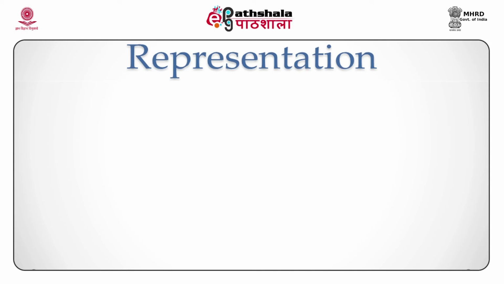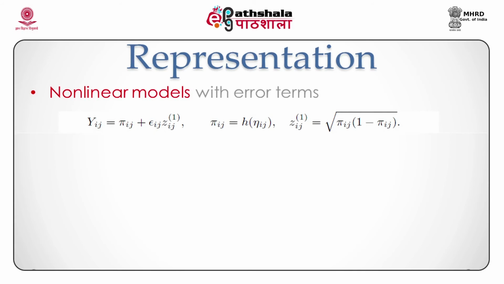There are several representations used for the mixed effects model. One way to represent the mixed effects model is as a nonlinear model with an error term. So for example, y_ij is equal to pi_ij plus epsilon_ij times z_ij1, where pi_ij is h of eta_ij, h being the link function, and z_ij1 is equal to the square root of pi_ij times 1 minus pi_ij. The reason that this is done is for the convenience of fitting.